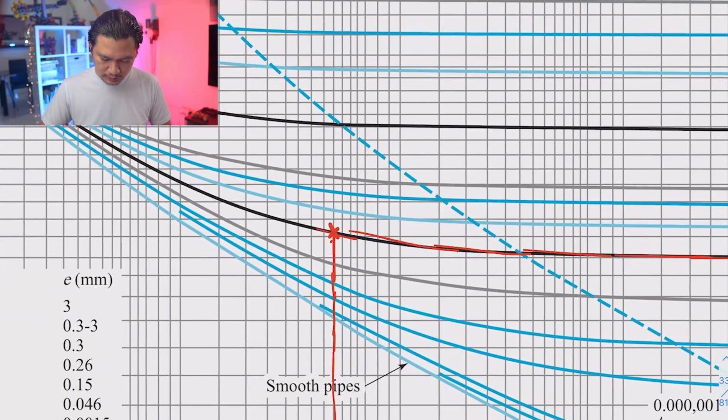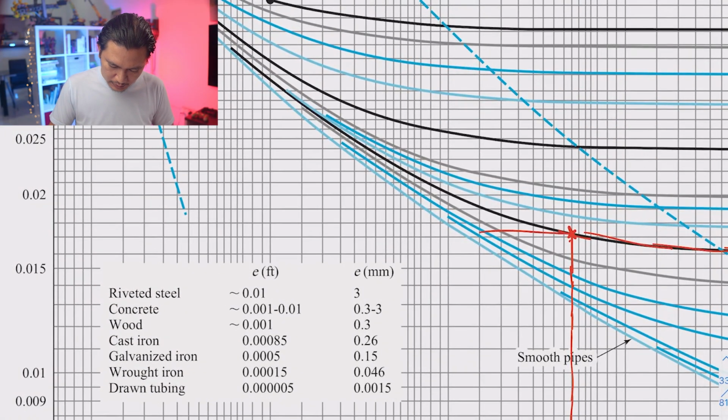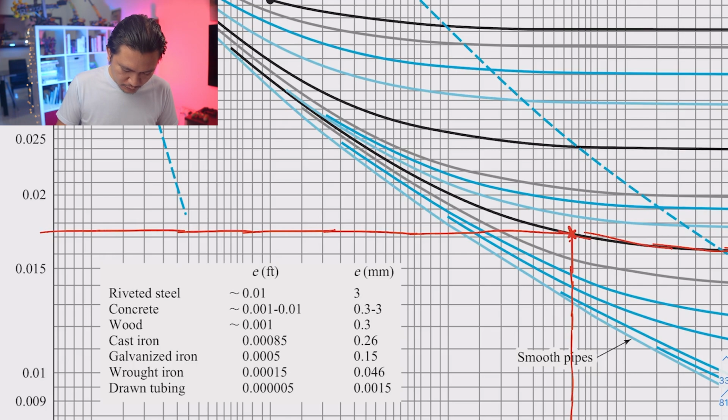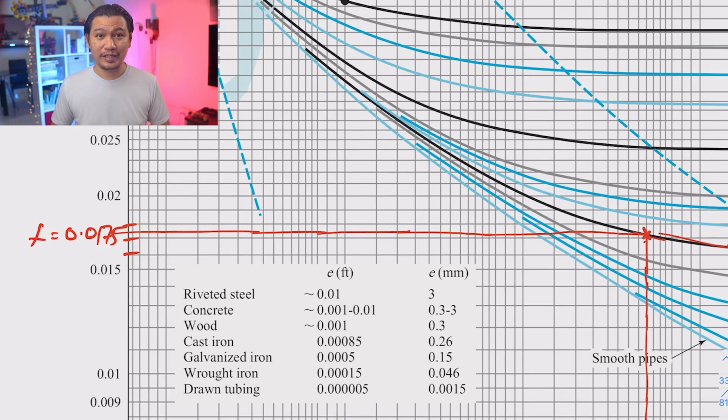Okay, and if we go to the left, let's see what is our friction factor. Our friction factor is about, this is 0.015, so 0.016, 0.017, 0.018. So I'm going to say that this is f equal to 0.0175. Does that make sense to you? I hope it does. Okay, so now let's take this value and plug it in our equation.